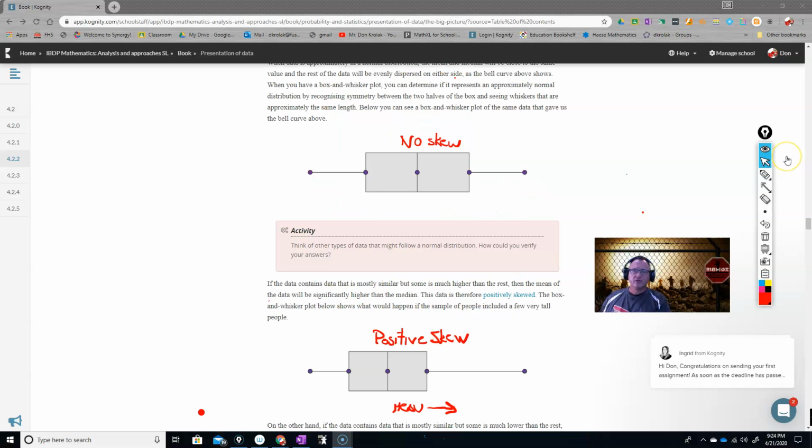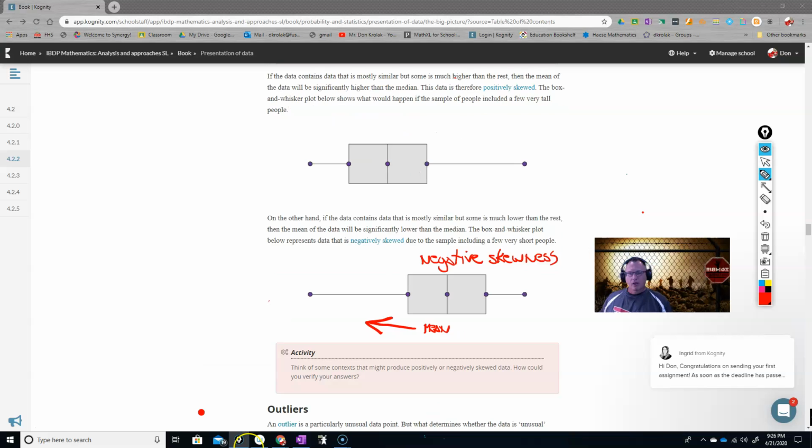So to review, this is the box and whisker plot for normally distributed data. Down below here is a box and whisker plot where the data is positively skewed because the mean got shifted to the right. And then here is a box and whisker plot that exhibits negative skewness. So the mean in this case moved to the left, creating a skewed data distribution.